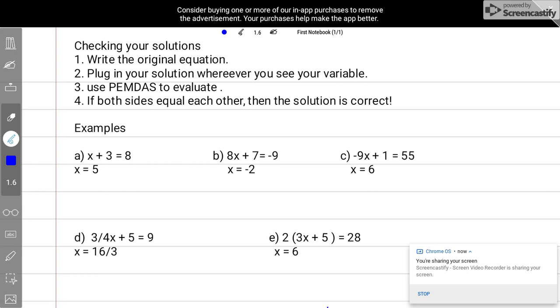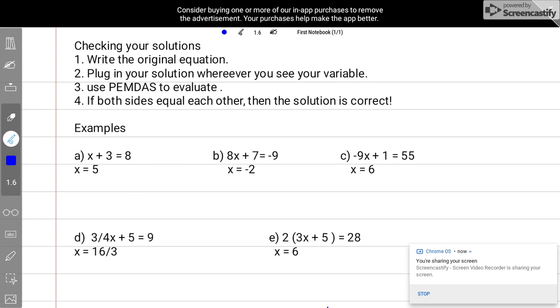Guys, welcome back. Today we're going to be talking about checking your solutions. So the really cool thing about equations is you can actually check your own work to see if you did the problem correctly. So you no longer need to rely on an answer key, a teacher, or maybe a friend. So let's dive right in.